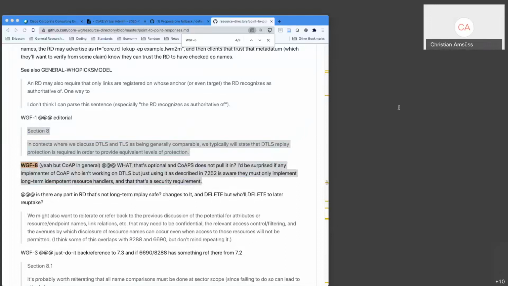So the alternatives to that would be to say that CoAP servers that run a resource directory must have replay protection in CoAP enabled. And the third option would be to come up with a very quick update to CoAP to say that, hey, if you're using CoAP over DTLS, then turn on your replay protection or else. Preferences?